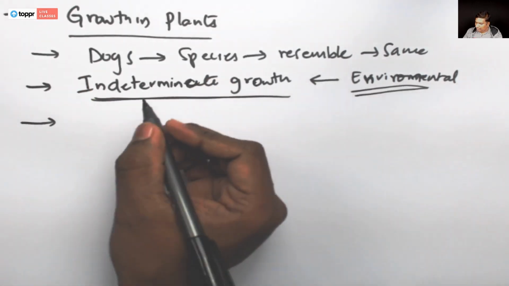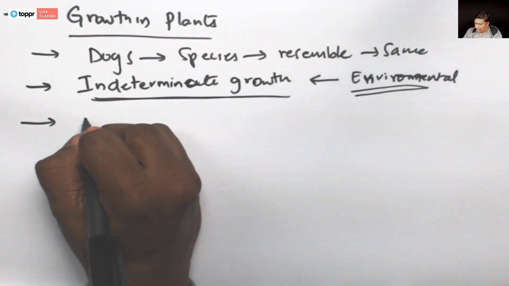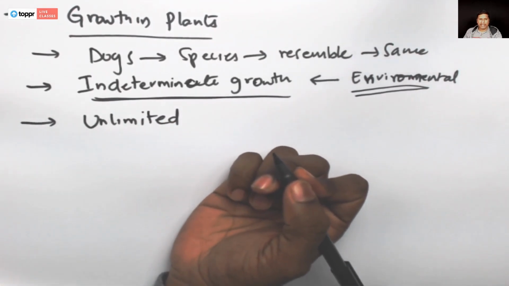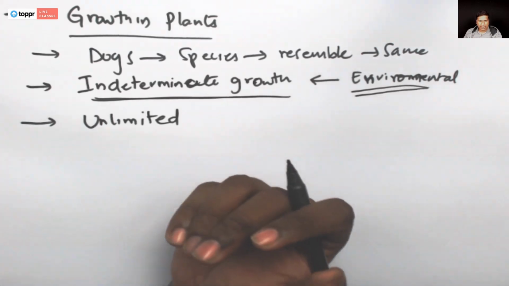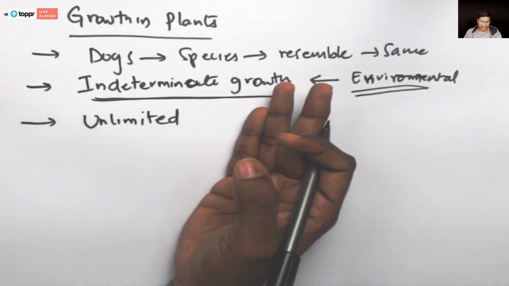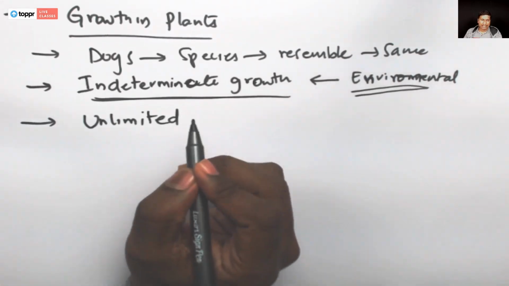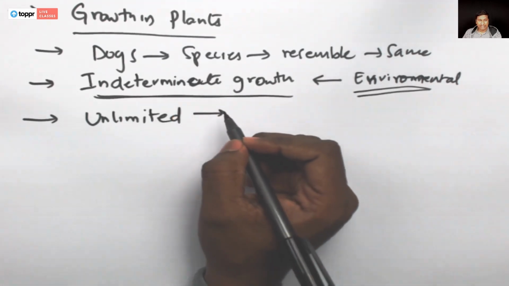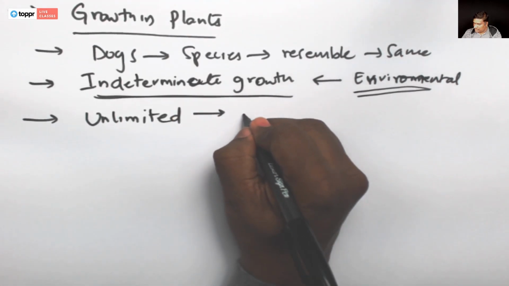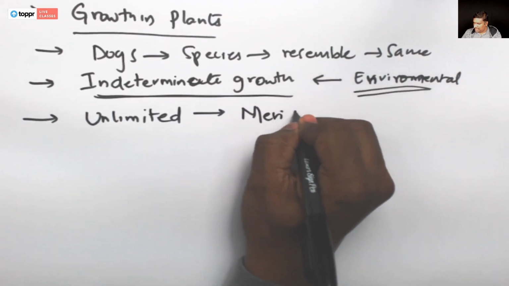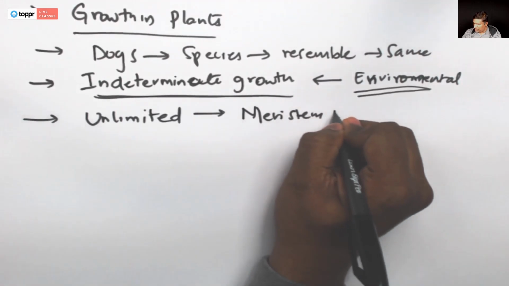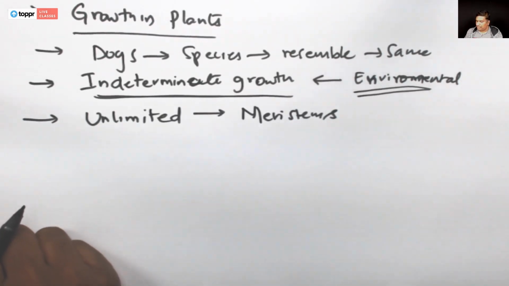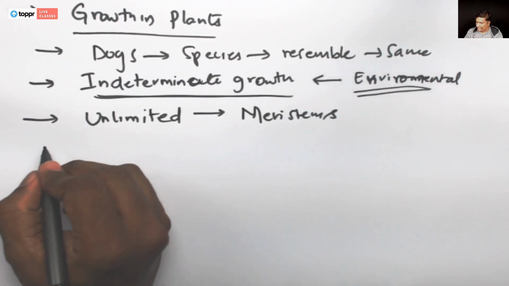Now, the other factor is that in plants the growth is unlimited. Theoretically it is unlimited. They divide and continue to grow till they die. Unlike in animals, plants don't actually stop growing. The reason for this unlimited growth is the presence of meristems. They have the meristems because of which they are able to show unlimited growth.